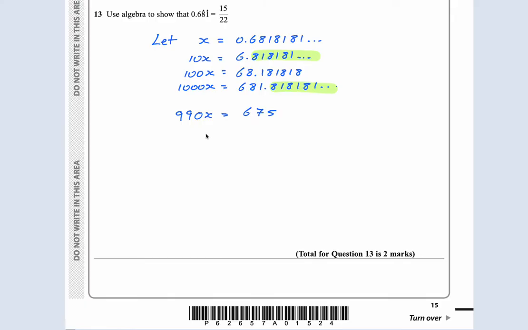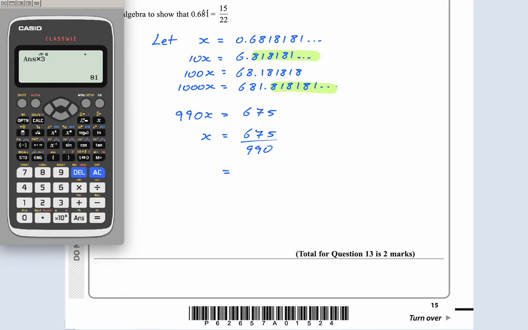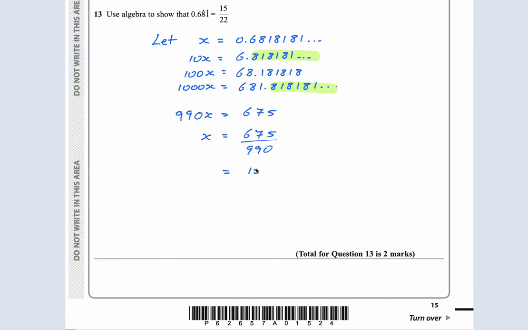Then I can say x is equal to 675 over 990. And then I can actually use my calculator at this point. 675 over 990 hopefully should give me 15 over 22. And it does. This equals 15 over 22. And that's it.